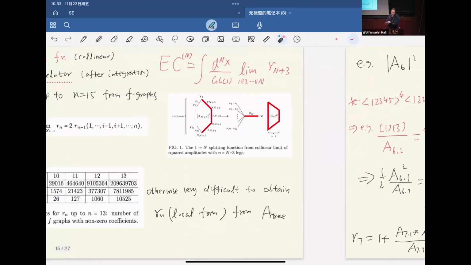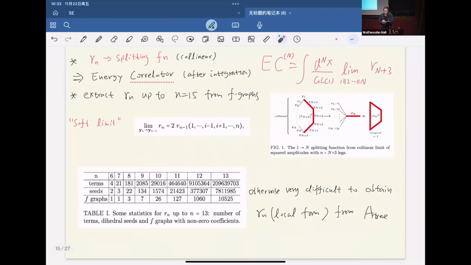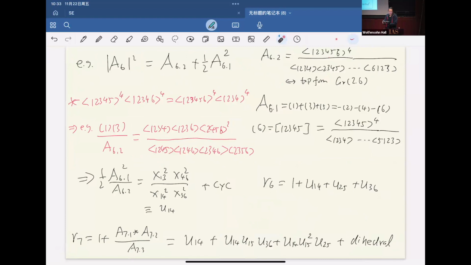But what we are really after here is a function that only has the physical pole, the simple pole in this x_ij squared. This local form of the splitting function is what's useful for us. So let me just show you an example. For 6-point tree, the tree squared is defined by the MHV bar plus half of the next-to-MHV squared.